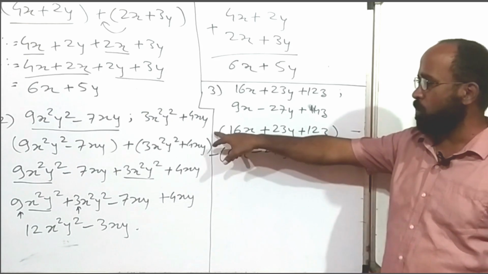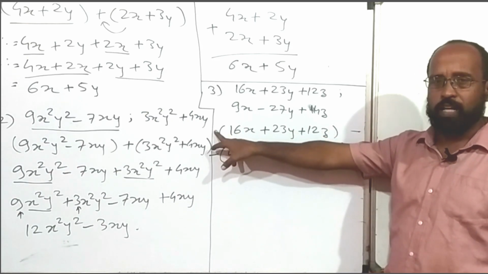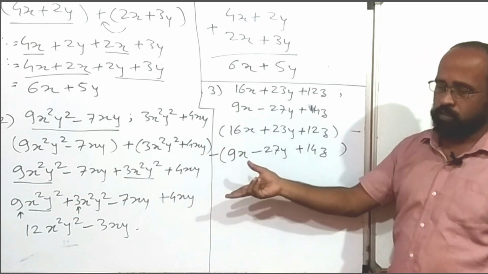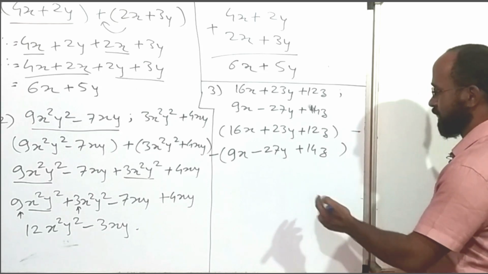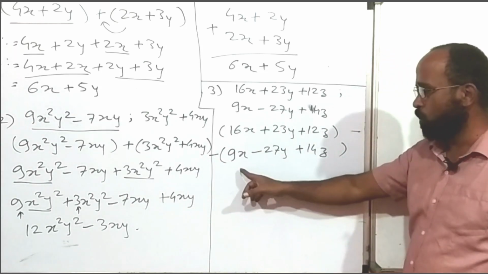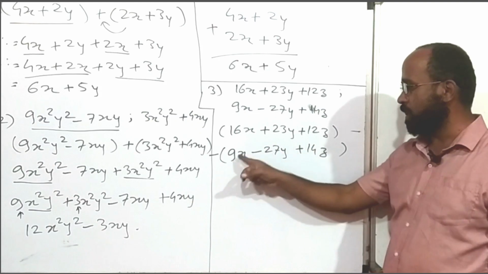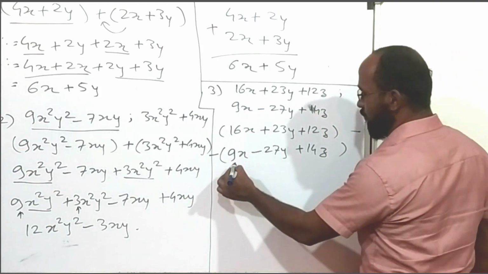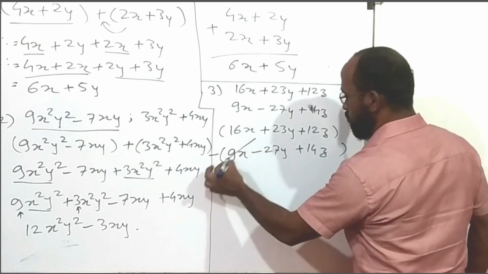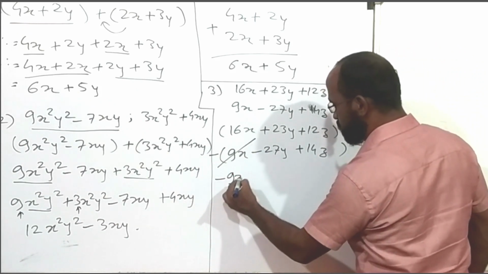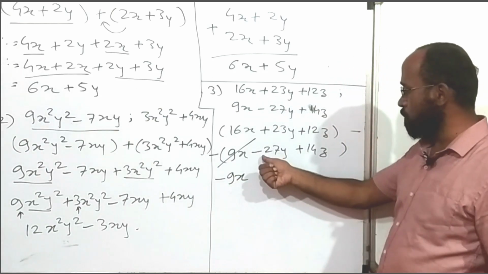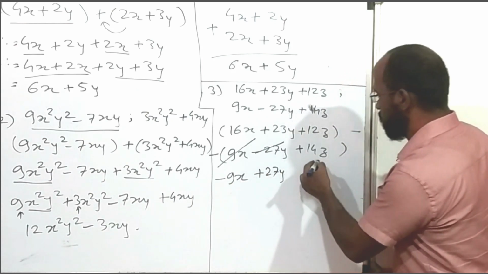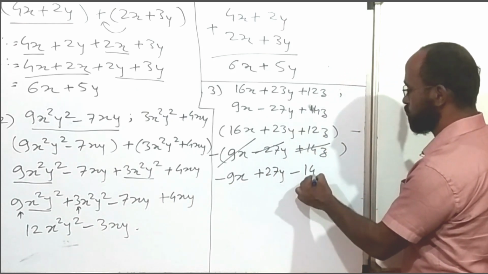Look at the first bracket. Symbol out of the bracket is positive, so naturally we don't have to change any of this expression. So removal or no removal, same. But look at the second expression here. Symbol out of the bracket is negative, so the symbol of every number inside the bracket will change. Okay, so how do we change? This plus 9x will turn into minus 9x, so write it as minus 9x. Clear? This minus 27y will turn into plus 27y, plus 14z will turn into minus 14z.